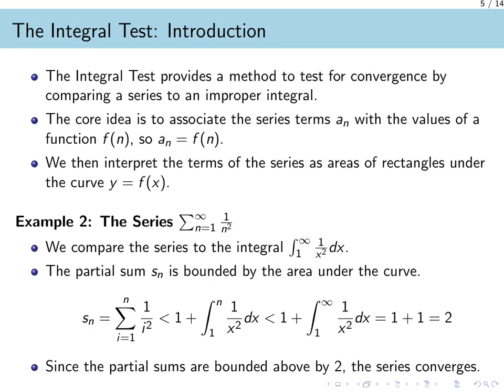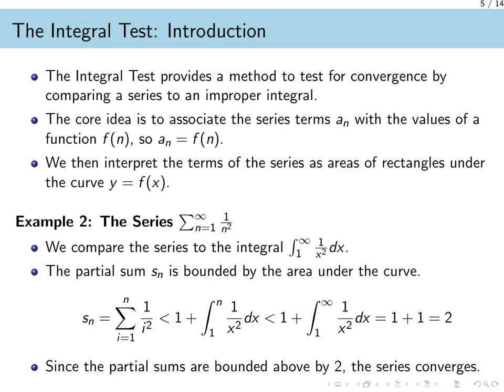The integral test provides a powerful way to determine if a series converges by comparing it to a related improper integral. The core idea is to treat the series terms a sub n as values of a continuous function f of x, and then visualize these terms as the areas of rectangles under the function's curve. Let us apply this to the series that sums the quantity 1 over n squared. Here, our function is f of x equals 1 over x squared.